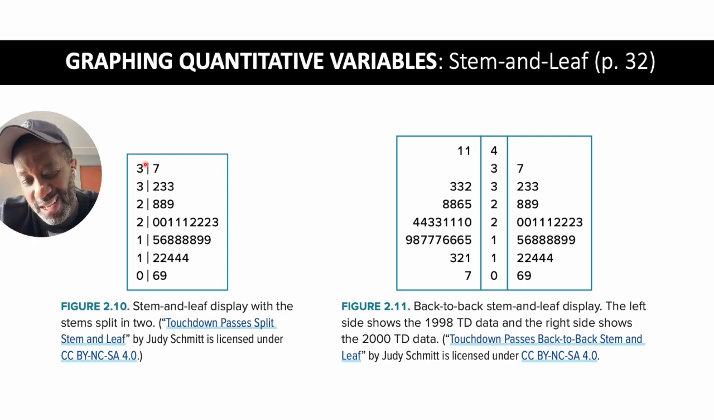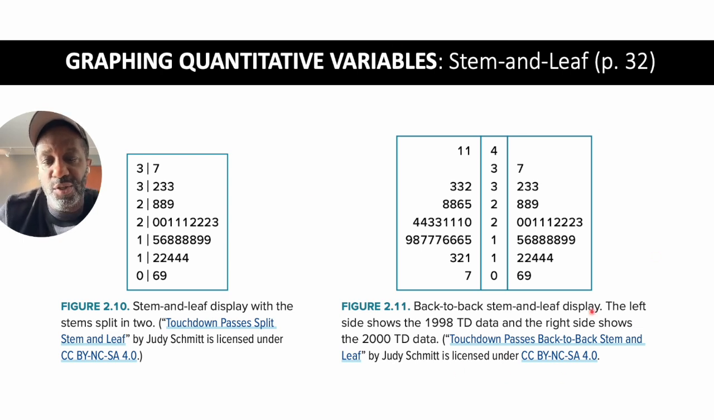now you can see that it has a little more of the shape, and you can tell that the highest or the most number of touchdowns is between 20 and 23. That's where most football teams scored in that season.